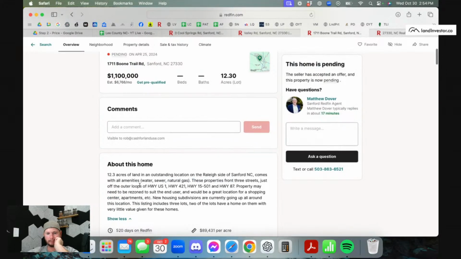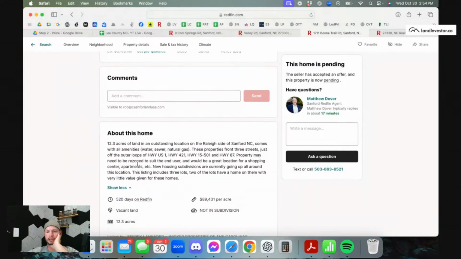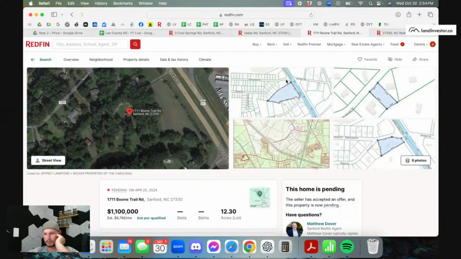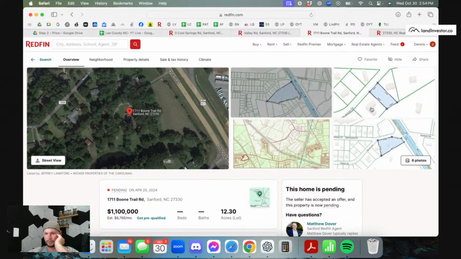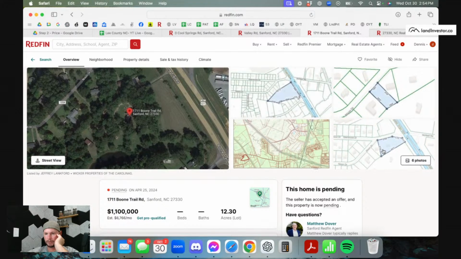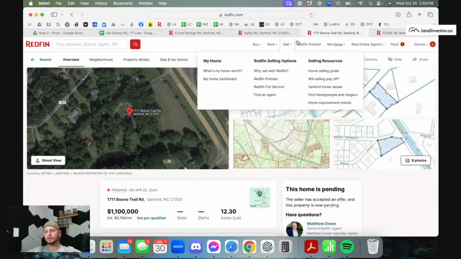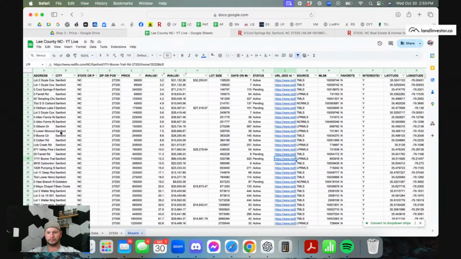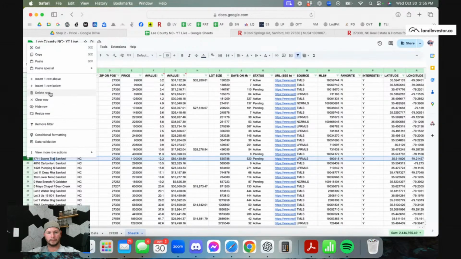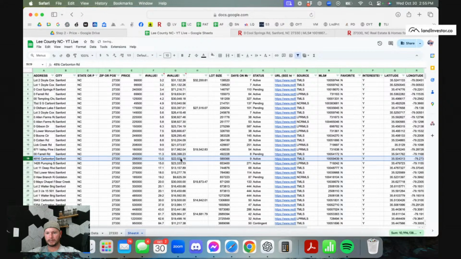Raleigh side, Stanford comes, all amenities, water, sewer, natural gas, street frontage. Okay, so this is definitely something that somebody will subdivide. So we got 1, 2, and it looks like it's got a structure on it too. So I'm going to remove that. I'm basically just looking at any of these that are crazy high, trading way too high, just checking why.